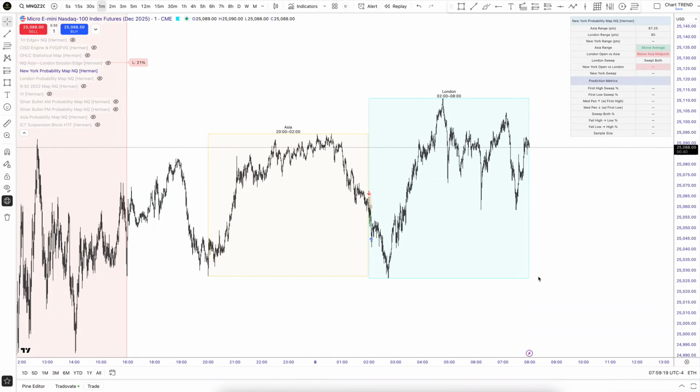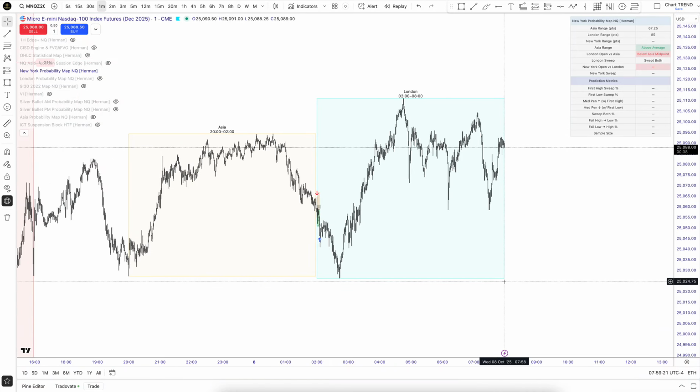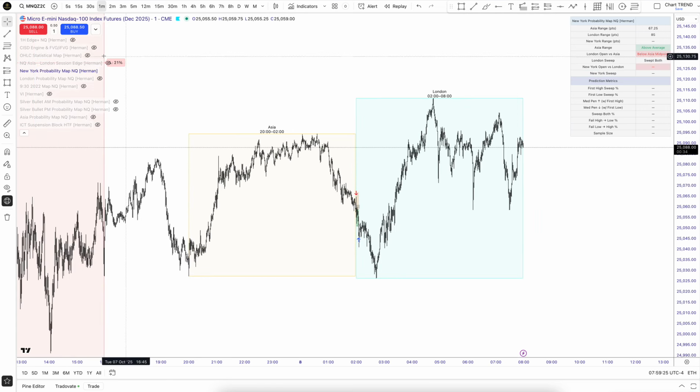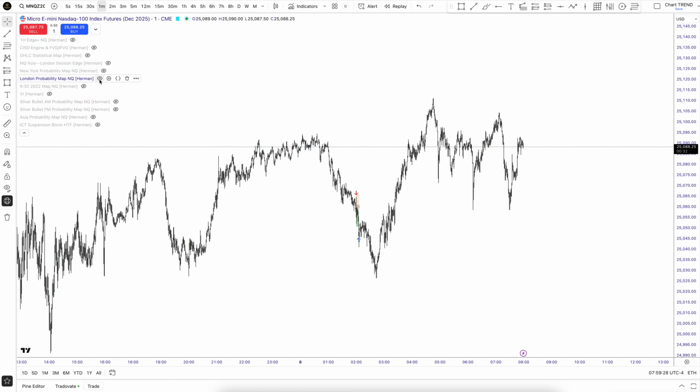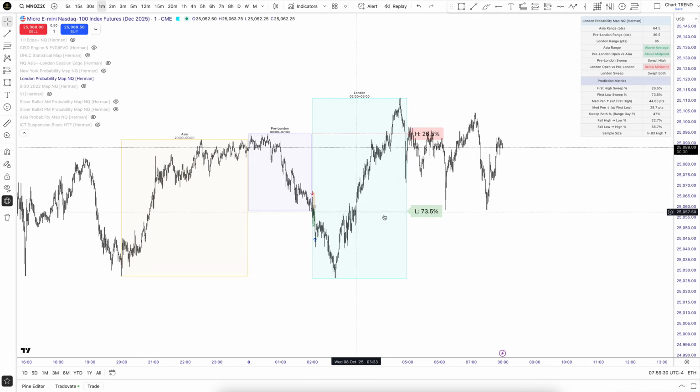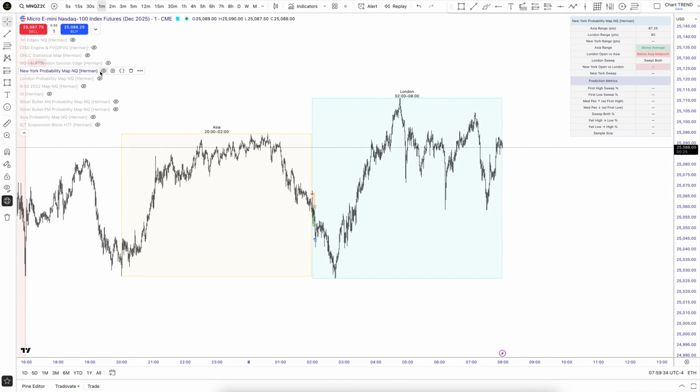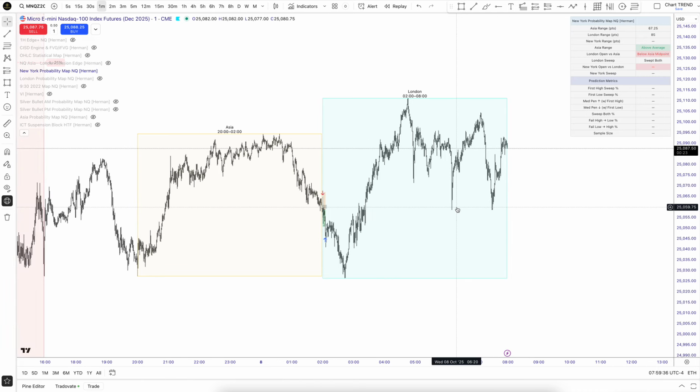New York probability map. New York session is going to start in 30 seconds time. I had only one trade today in the London probability map when we had 73% to sweep the low first. So let's start with London session.